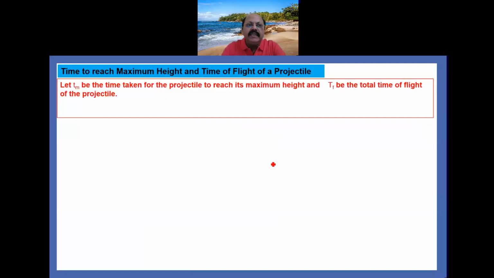Let Tm be the time taken for the projectile to reach its maximum height, and Tf is the total time of flight of the projectile, that is from the point of projection to finally when it lands on the surface. So at the point of maximum height, t equal to Tm, then Vy equal to 0, that is the vertical component is 0, only the horizontal component of velocity is there.